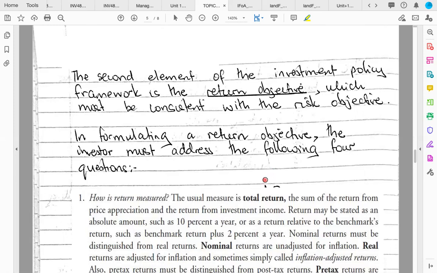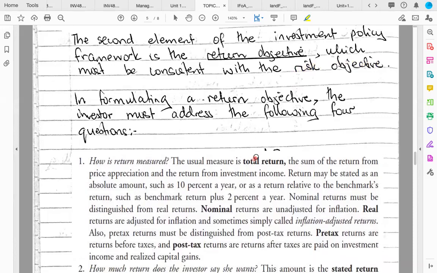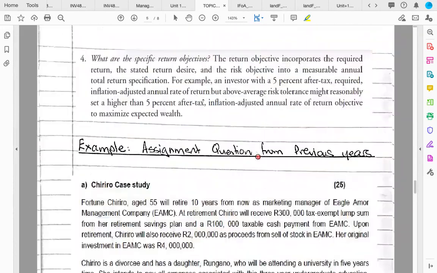I've just taken you through how to formulate the risk objective. I now want to explain to you how to formulate the return objective. So remember, the formulation of the return objective depends on how you formulated the risk objective. If you're prepared to take on a lot of risk, then you have flexibility in having a higher return objective. However, if you're not prepared to take on a lot of risk, then you don't have the flexibility of setting a high return objective. So when we also look at the return objective, there are certain questions we need to ask. There are 4 key questions.